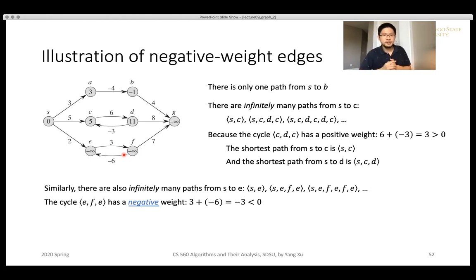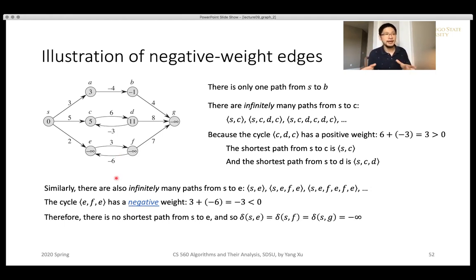But in our definition, if we want to find the shortest path, then we want the lowest weight possible, right? But that cycle gives us a chance to go into it without stopping if our goal is to decrease the total weights. So in that case, there's no shortest path actually defined from S to E. Because if you say that the shortest path from S to E is 2, then we just go through one cycle. That will give us 2 plus negative 3, which is negative 1, which is a smaller weight. So as long as there is a negative cycle in the graph, the shortest path is not well defined.